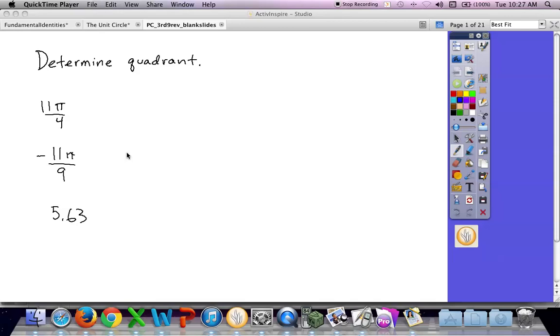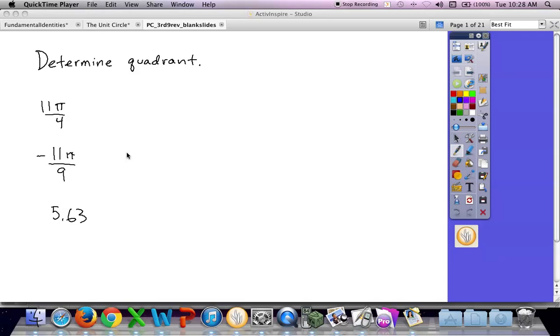Okay. How do we determine the quadrant? For example, 11 pi over 4. How do you know which quadrant it's in? Well, 11 pi over 4 is not on the unit circle.